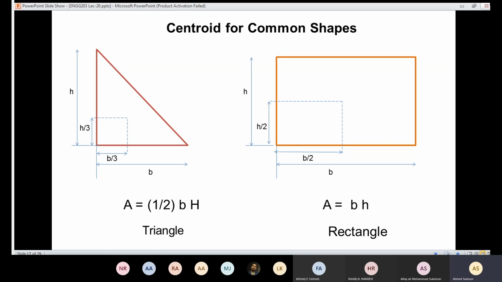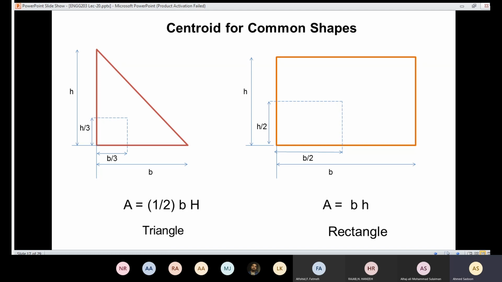And we said that the centroid is independent of the weight. It depends only on the geometry of the body. And we have three types of the centroid. We have the volume centroid, and we have the area centroid, and we have the line centroid.